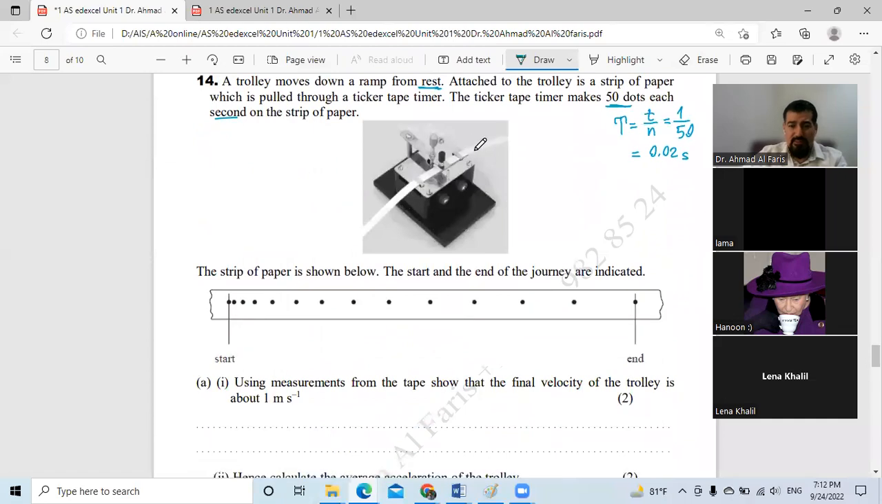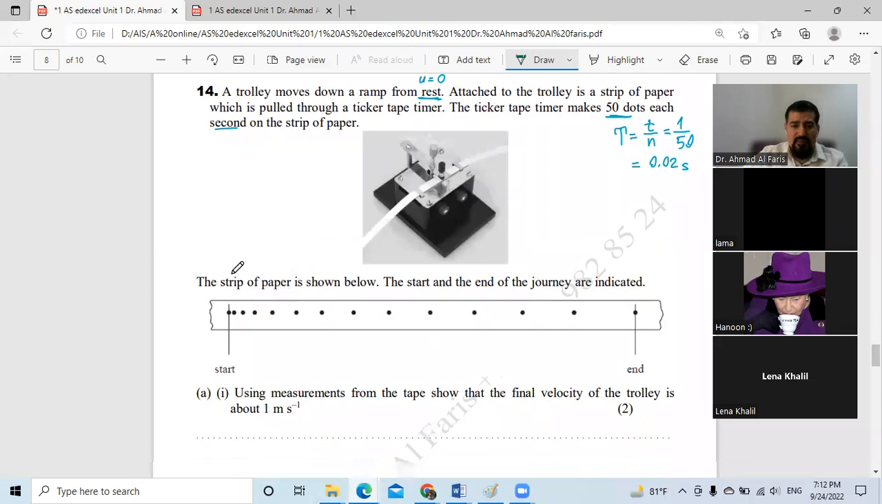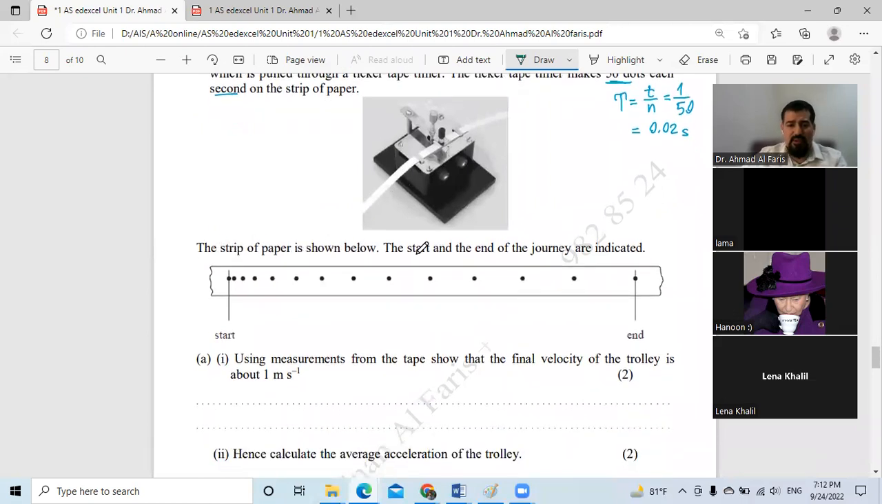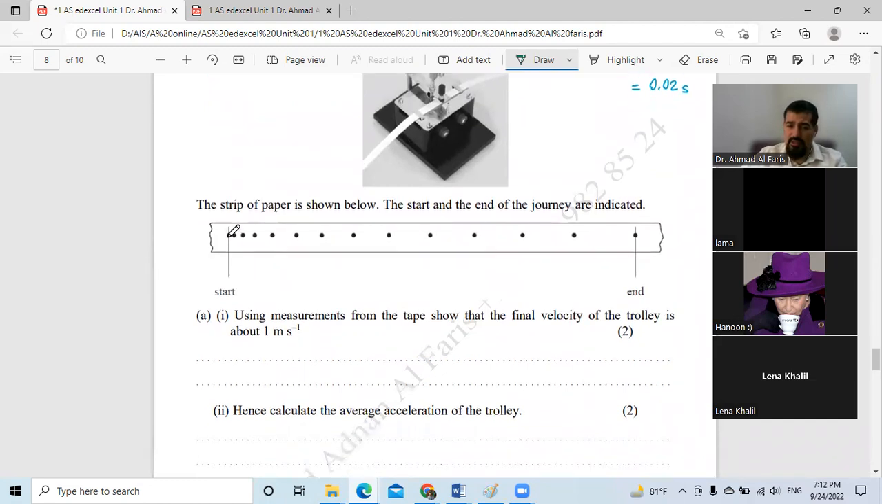So this is the ticker tape, and this is the tape that is attached to the trolley, and the trolley moves. The strip of paper is shown below. The start and the end of the journey are indicated. This is the start. You can see that the dots are close to each other. At the end, they are far from each other.